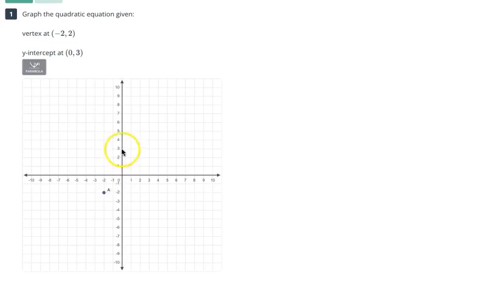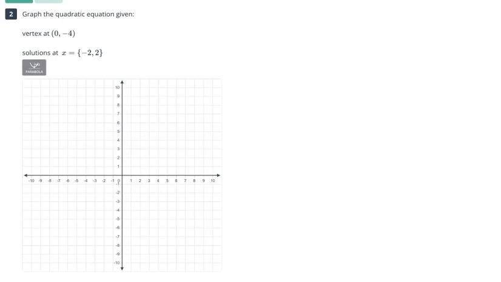So 0, 3. When I do so, it's going to automatically show that symmetry and it's going to populate both sides for me. So I only need to put the vertex and one additional coordinate for the parabola to draw itself out. But what's important is what happens when you notice some differences in the setup.